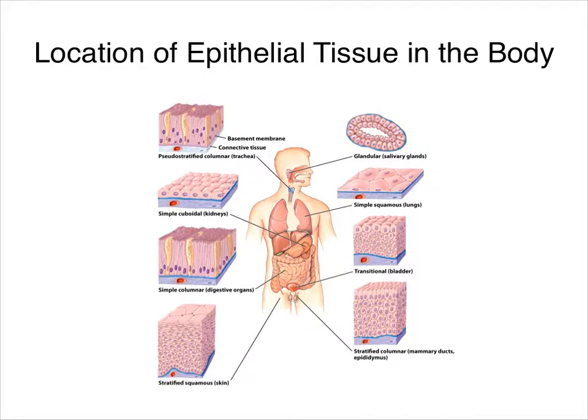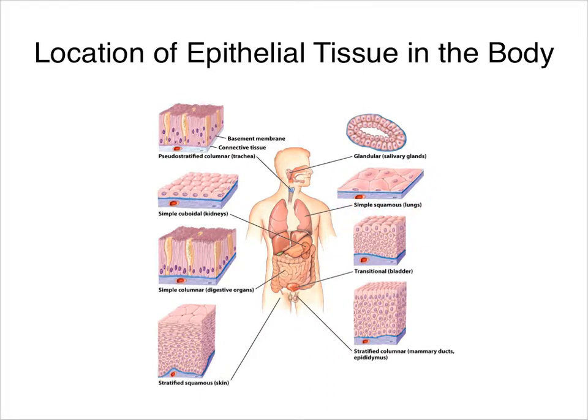Where do you find the different types of epithelial tissue in the body? There are a bunch of them. They're all in your textbook. Go read it. But I'm going to give you an overview right now. Okay? So, simple squamous.